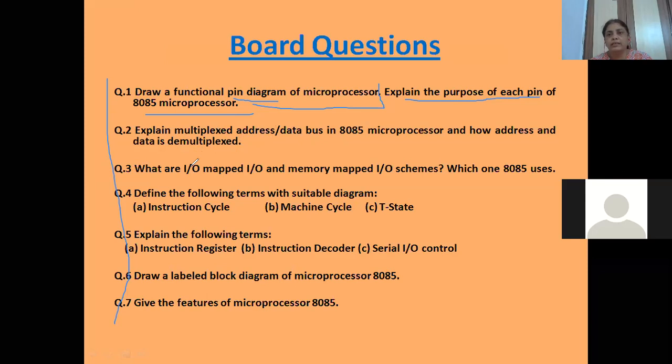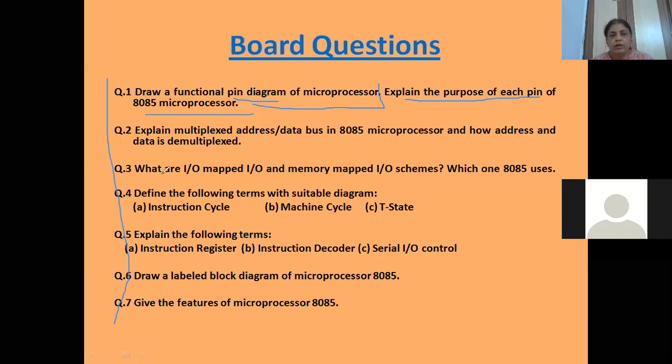So when the ALE signal is high during the first machine cycle, it will enable the latch, and the lower order address bus will transfer into that latch. And when it goes low, and it will remain low till the end of the instruction, at that time those pins of 8085 will behave like a data bus. So this way you have to explain and draw that diagram.